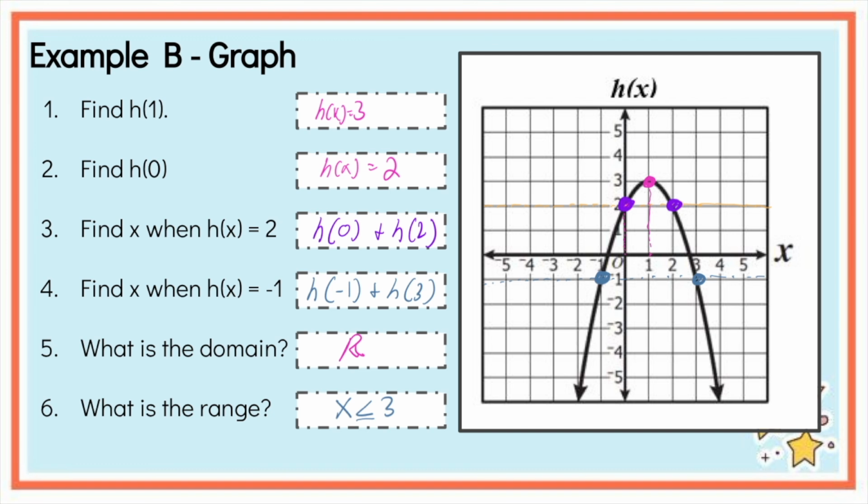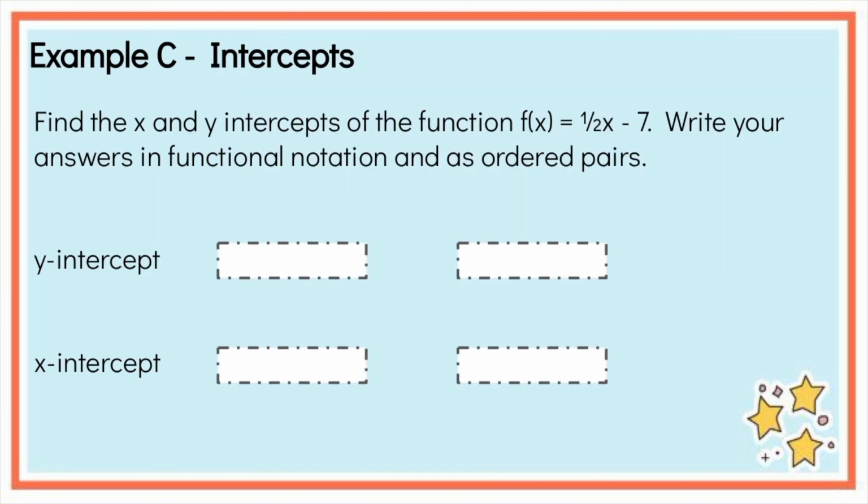Now let's take a look at the last example. So here we are at example C, and it says find x and y intercepts of the function f of x is equal to 1/2 x minus 7. Write your answers in functional notation and as an ordered pair. So as we talked about, when you're talking about intercepts, you're going to be finding when each of the values is 0. So we've got to figure out our y-intercept and our x-intercept.